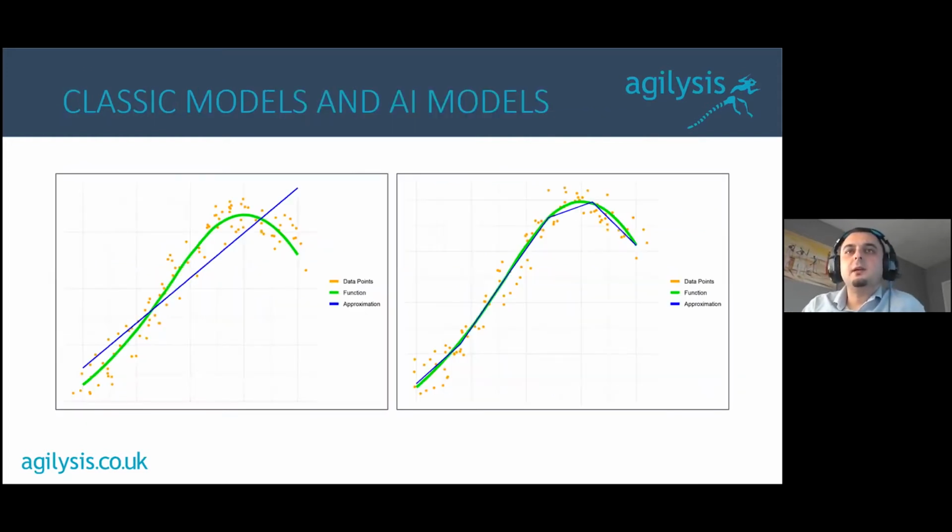Next, please. Very briefly, the yellow points are the data points, and an ideal function would be the green line. On the left side, we can see how a classic model would be expected to approximate that line, and how an AI model is able to have different steps and change the functions it uses. So it will be a better approximation. Next, please.